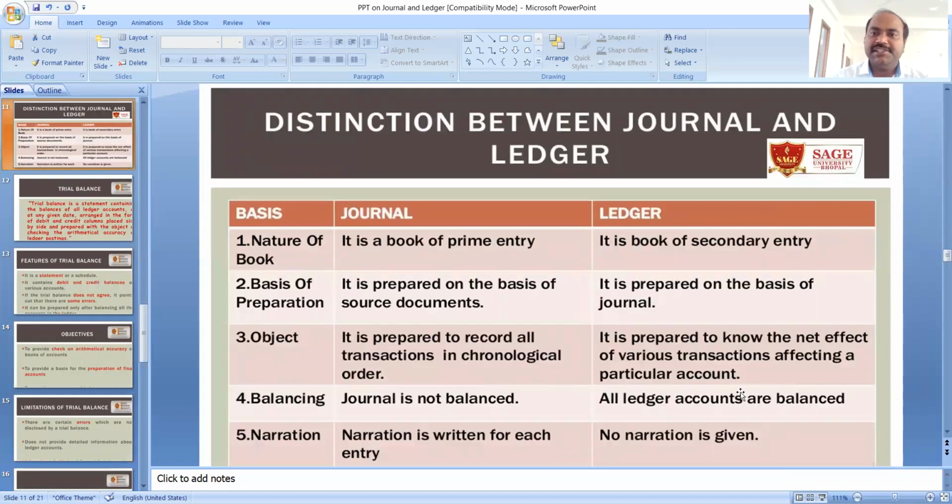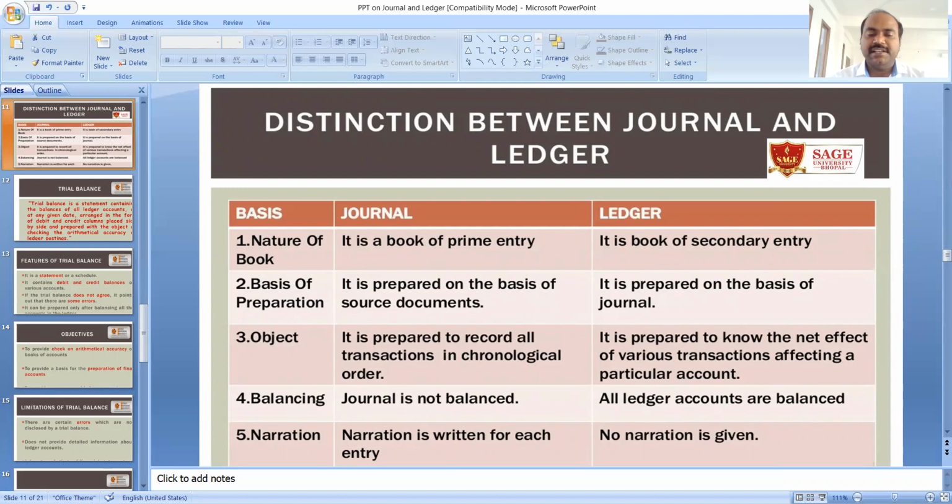And let us see the distinction between journal and ledger. The first basis of difference is the nature of the book. As we know, the journal is the book of prime entry because it is the first book in which we make an entry, and the ledger is the book of secondary entry. After writing entries in the journal book, it helps the accountant to take these transactions and post them into ledger accounts.